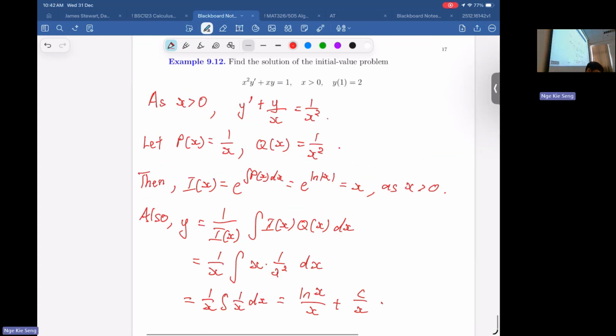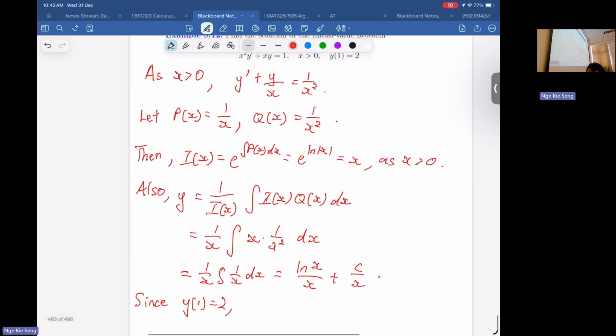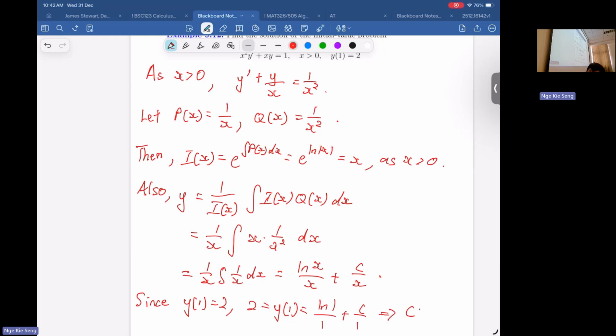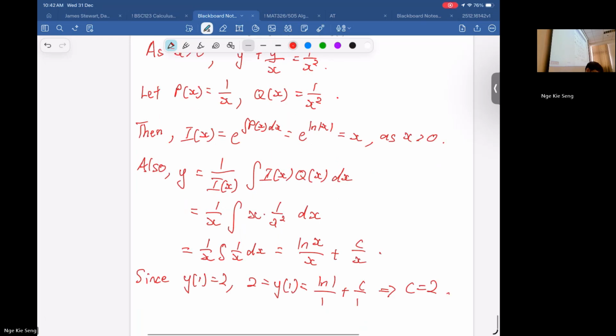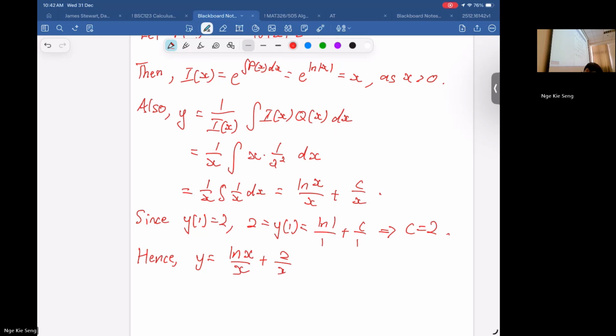But we are not done yet, right? Because we have this initial value problem here. Since y(1) equals 2, meaning 2 equals y(1), which is ln 1 over 1 plus C over 1, which implies that C is 2. So y equals ln x over x plus 2 over x, like that.